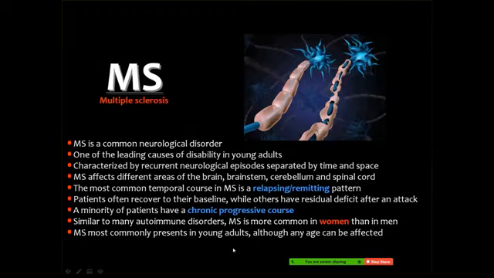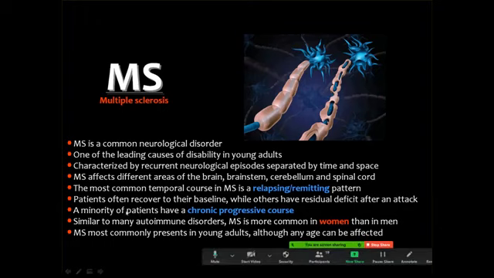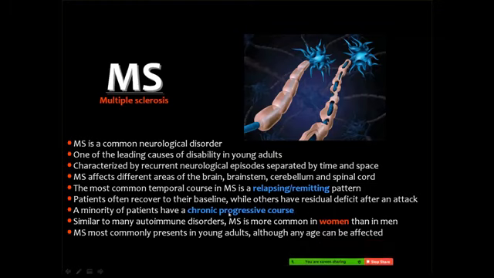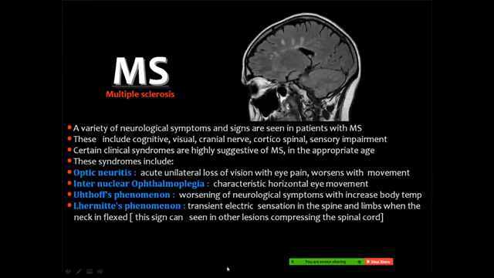Then let's go to MS. MS is an autoimmune disorder. It has a characteristic course with relapsing and remitting pattern. But some of the patients may undergo a chronic progressive course. This course may persist with the patient in the 50s and 60s. MS is common in women, usually presents in young adults, but it can go with the patient in old age.